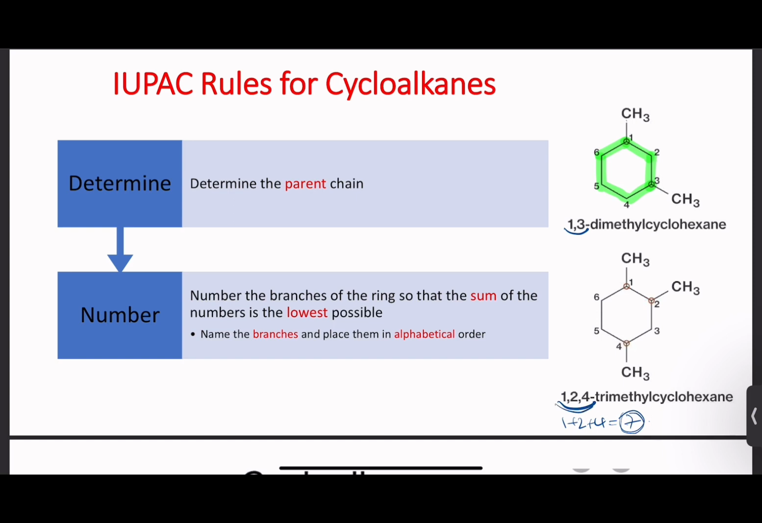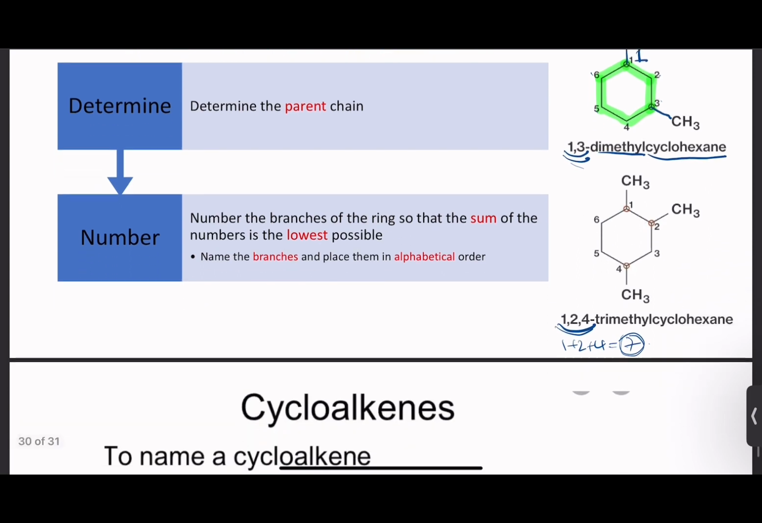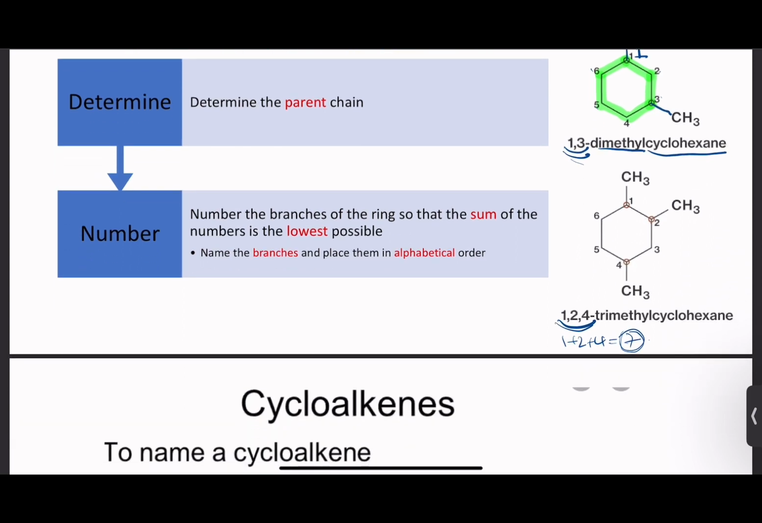So I got here methyl in here and methyl here. So I start numbering closest to the branch. So I'm gonna start going like this: 1, 2, 3, 4, 5, 6. So it'll be 1,3-dimethyl cyclohexane, because everything is single bond, right? It's cycloalkane. And this one is 1, 2, 3, 4, 5, 6.